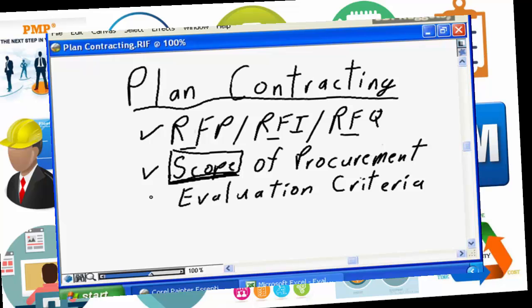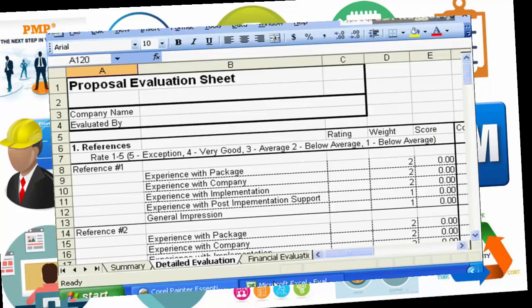A key component to plan contracting is developing the evaluation criteria. You need to have a clear, defensible process that you're going to follow when you're going to evaluate the responses that you receive back from your vendors. I'll show you an example of an evaluation criteria that I have developed.